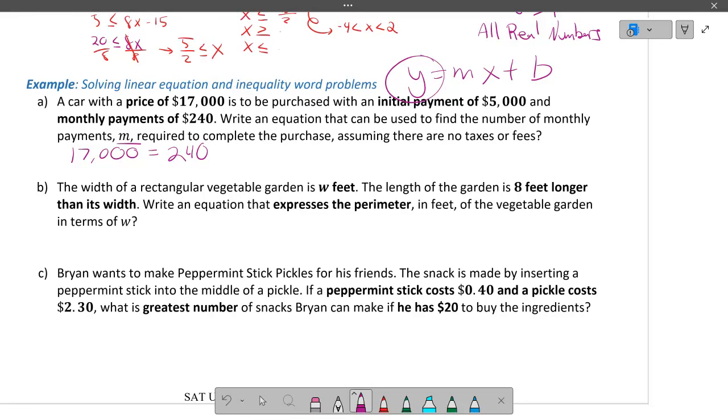That's our input, okay? That's our independent variable. So we have 240 M. And then what is our initial value? 5,000, okay? So we can break down the parts and create our model.